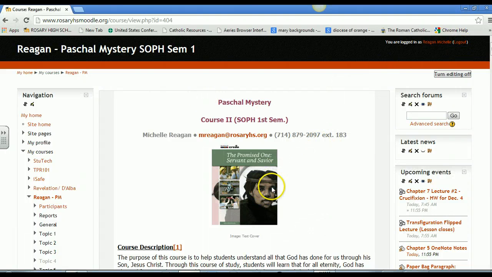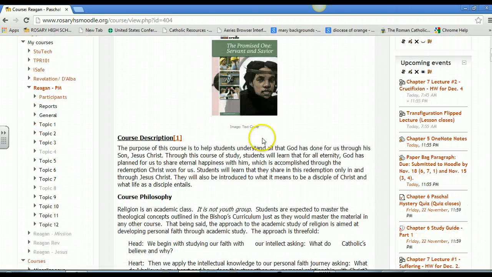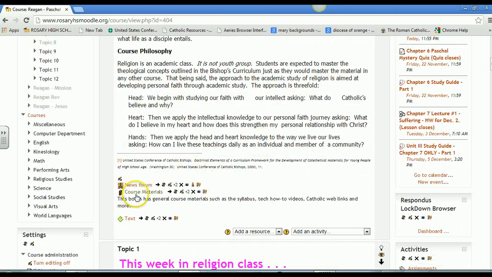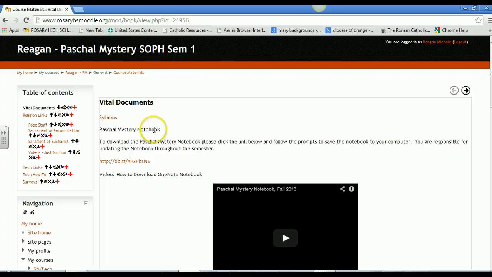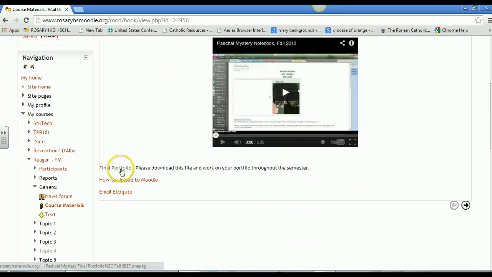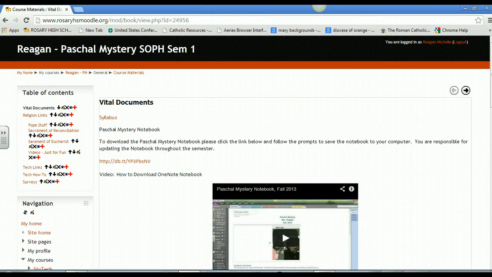I just wanted to remind you to be working on your final portfolio. If you haven't downloaded the template, it is in the course materials, which is this book right here. It's in the main first block on Moodle. Click on course materials. In vital documents, which is the first chapter, scroll down and the final portfolio template is here. You just click on it and download it. It's a OneNote file.